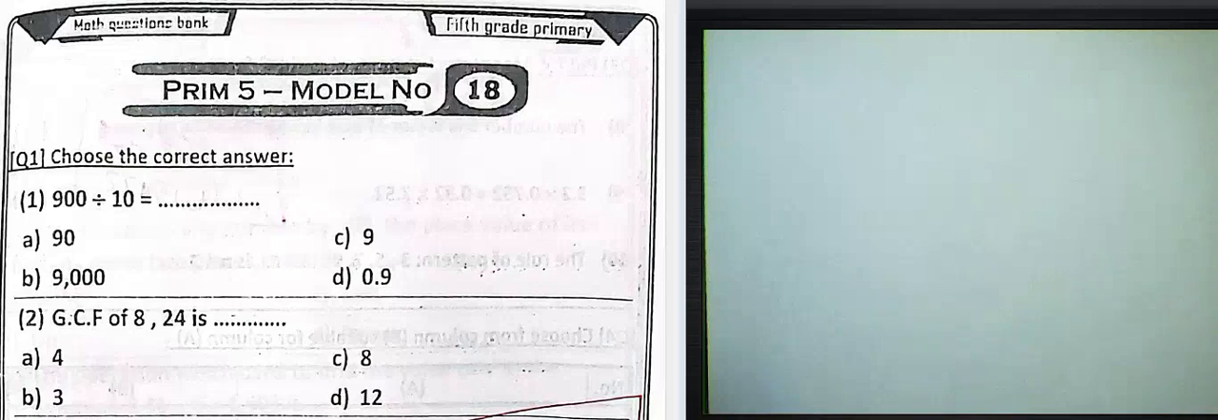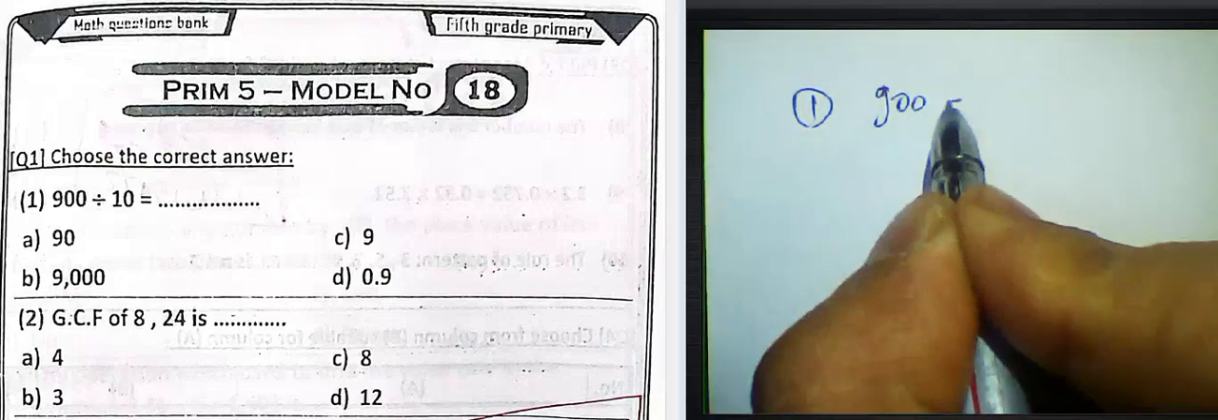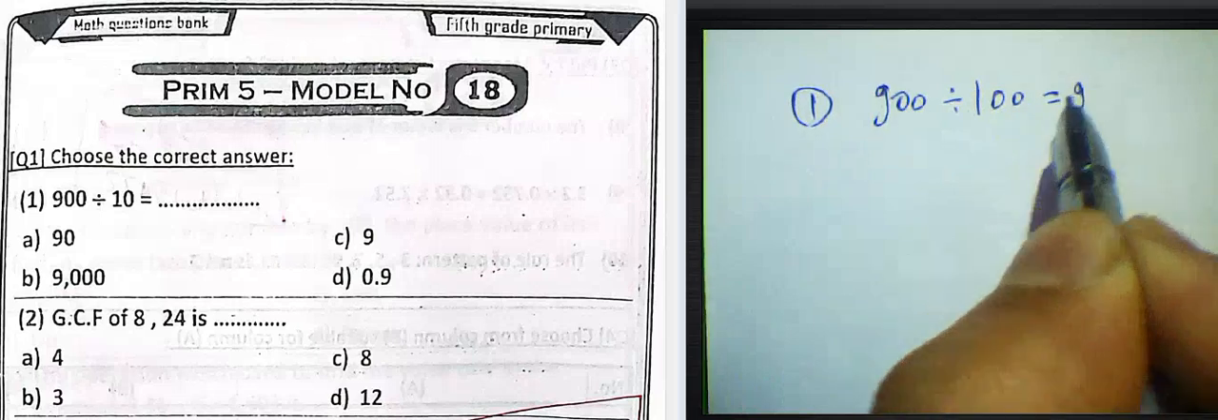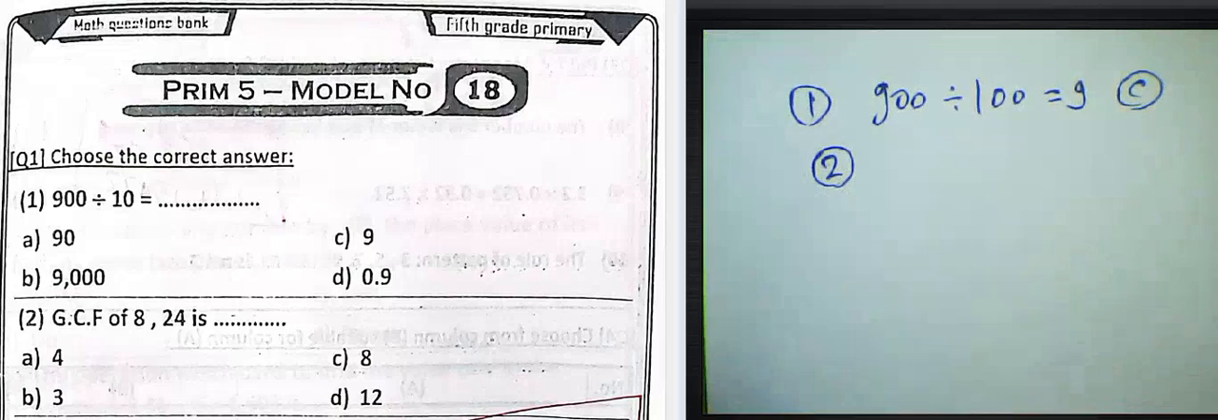Look at question number 1. 900 divided by 100 will be equal to 9. Choose letter C. Question number 2.